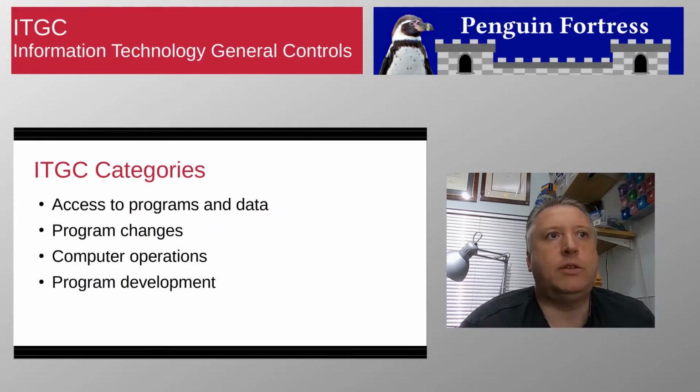This video will just give a quick overview of the different aspects that make up the ITGC framework. The framework provides controls over the major risks related to IT systems. These are in the four categories: access to programs and data, program changes, computer operations, and program development.